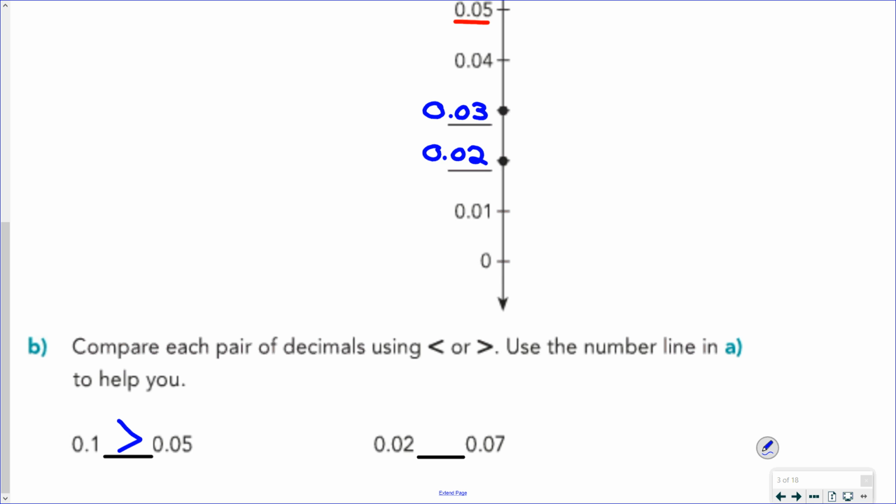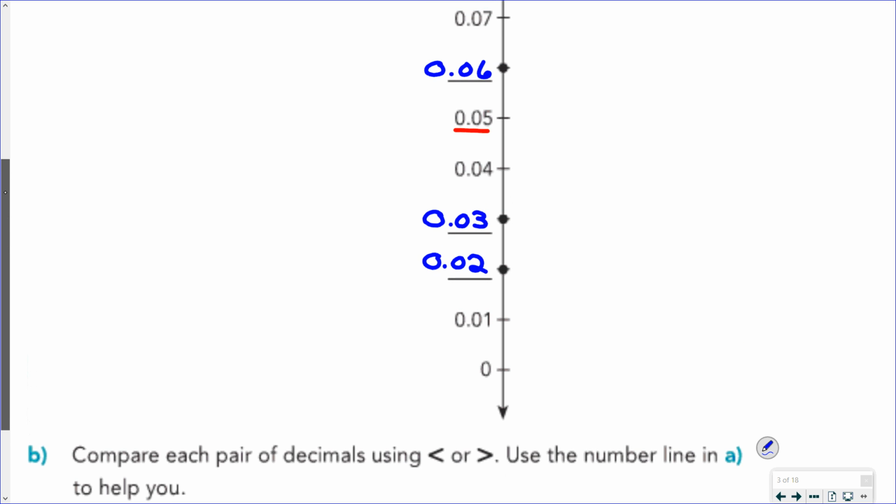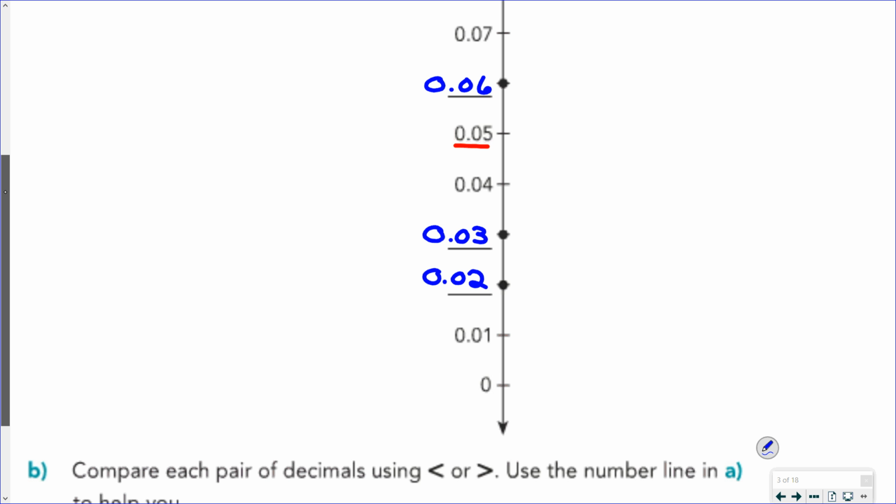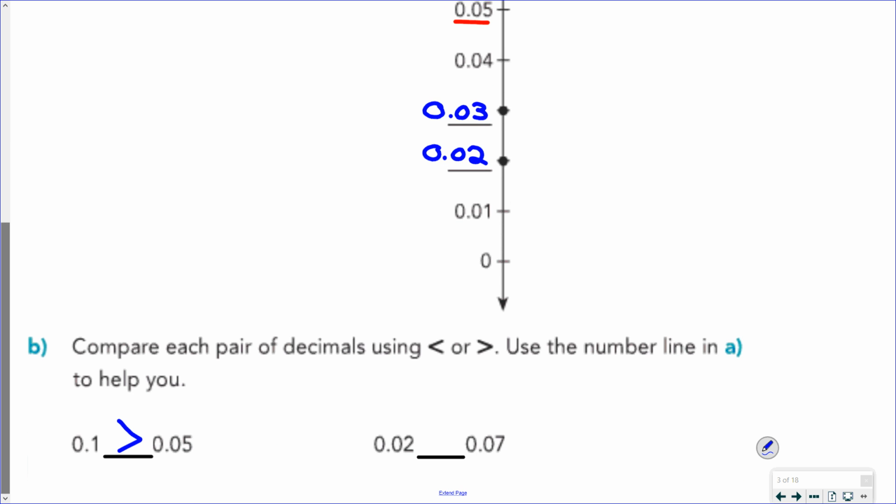And then the same thing here. We have 2/100ths compared to 7/100ths. Well, if we look at our number line, we have 7/100ths, that's at the top there, and 2/100ths is below it, so 2/100ths is less than 7/100ths.